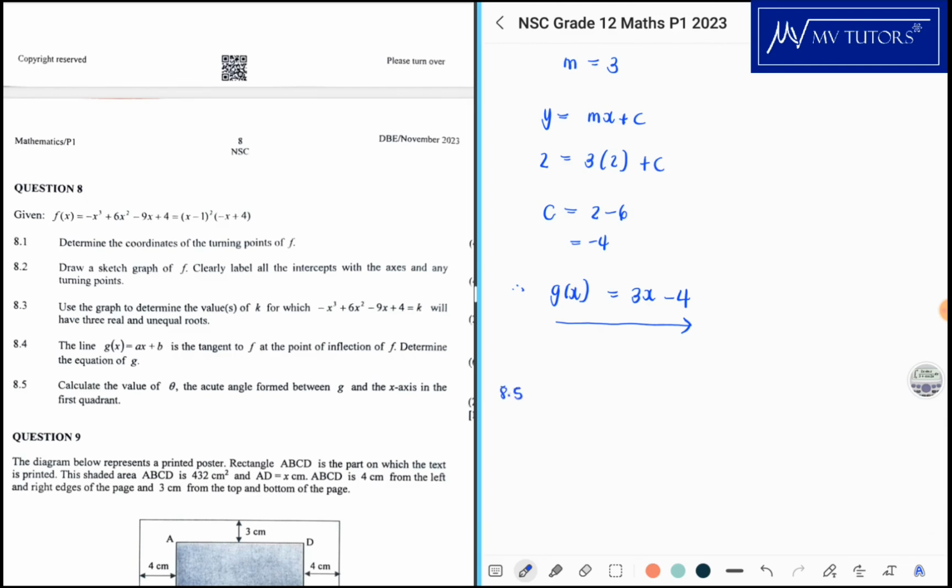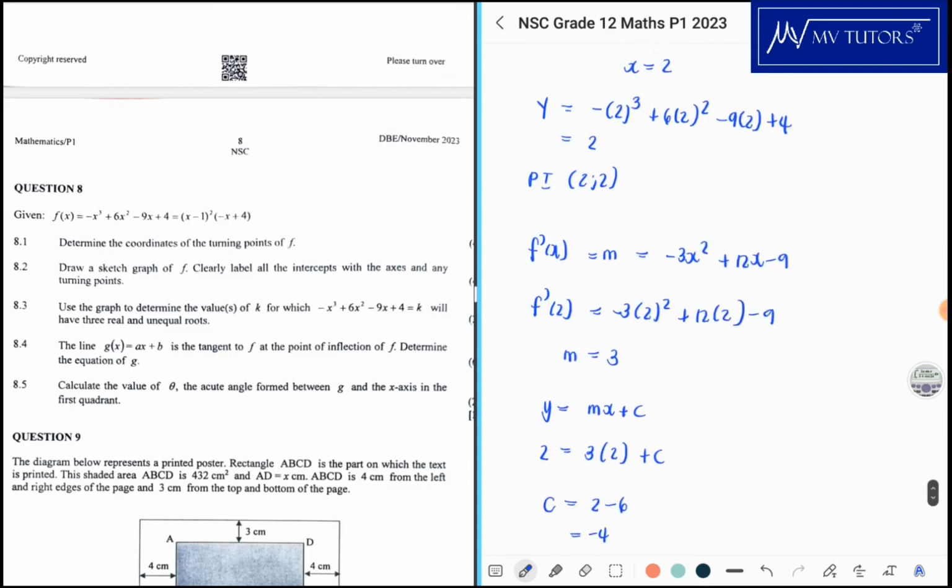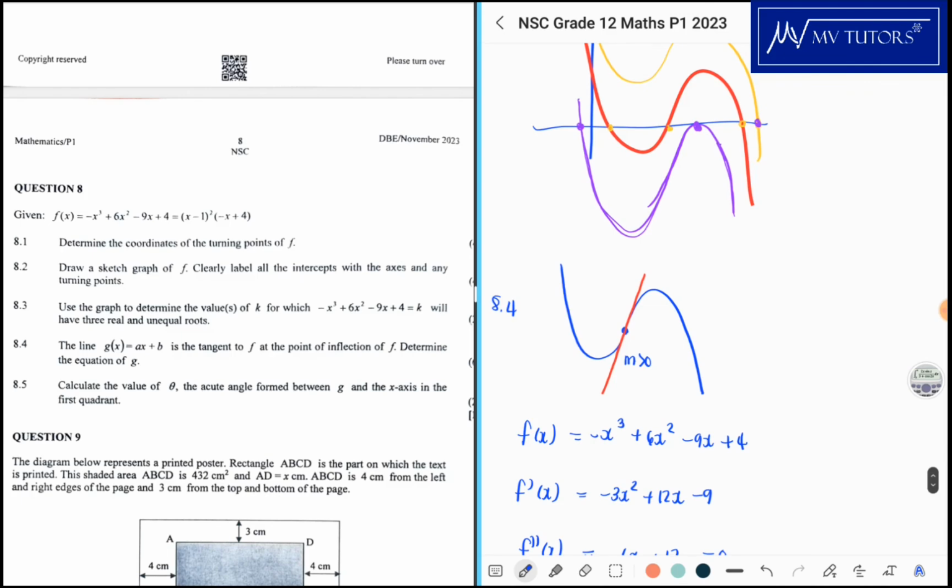8.5. Now calculate the value of theta, the acute angle formed between g and the x-axis. So back to our graph. Remember, that is our x-axis. Let's remove that, and let us put in the x-axis. Okay, so there's the x-axis.